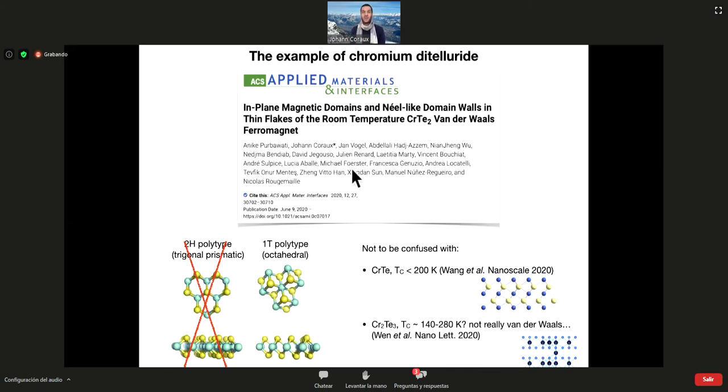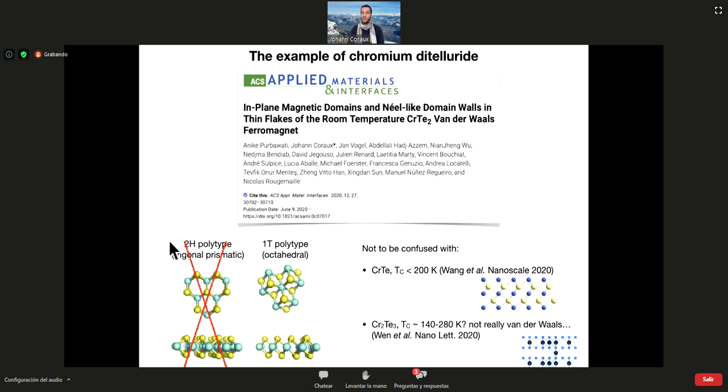So chromium ditelluride. This is a material we had in the cupboards in the lab for a few years. And our colleague Manolo came to my office one day and said to me, well, okay, maybe it's interesting. You know, there have been interesting papers published in Nature recently. Maybe we could have a look at this material because it's ferromagnetic at room temperature. So we obtain it. I will tell you how in a second. But most importantly, we obtain it in a particular crystallographic form. Okay, so the material is polymorphic.